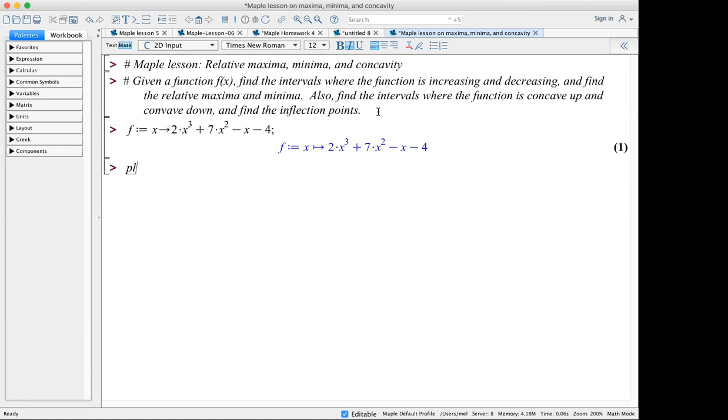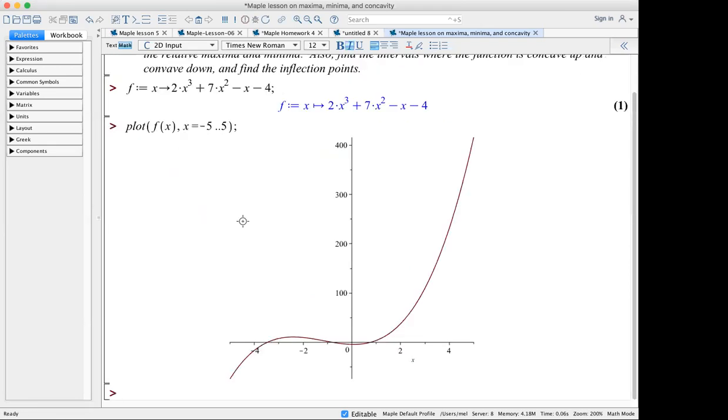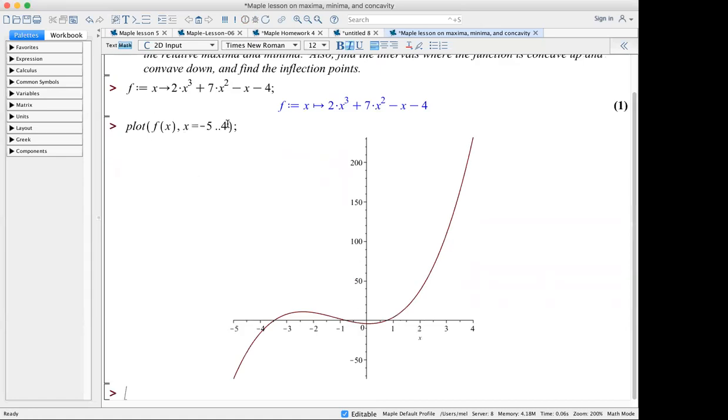And if we want to know what's going on, let's just plot f of x. Looks like that. It's not clear what's going on here, so maybe let's just plot it from -5 to 5. Okay. So this gives us a better picture of the function, maybe even -5 to 4. So like most cubic curves, it goes up, comes down, and goes up.